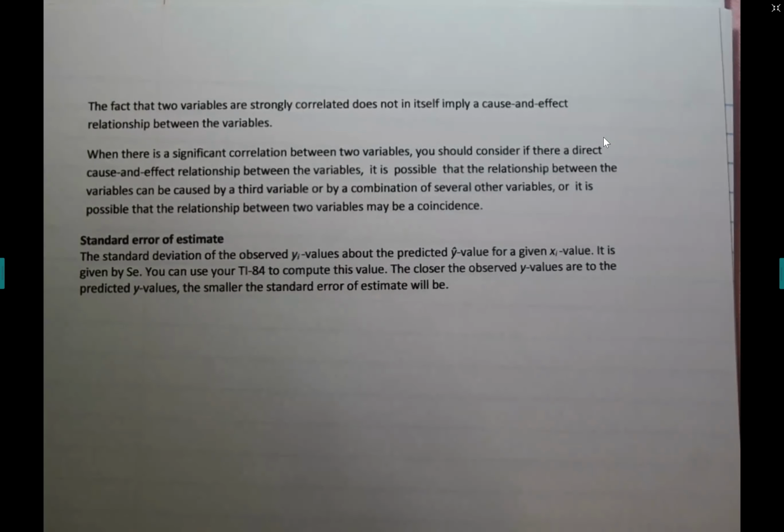So don't worry too much about correlation and causation, but I wanted you to understand that a correlation relationship doesn't mean that one causes the other. And that concludes the chapter, guys.